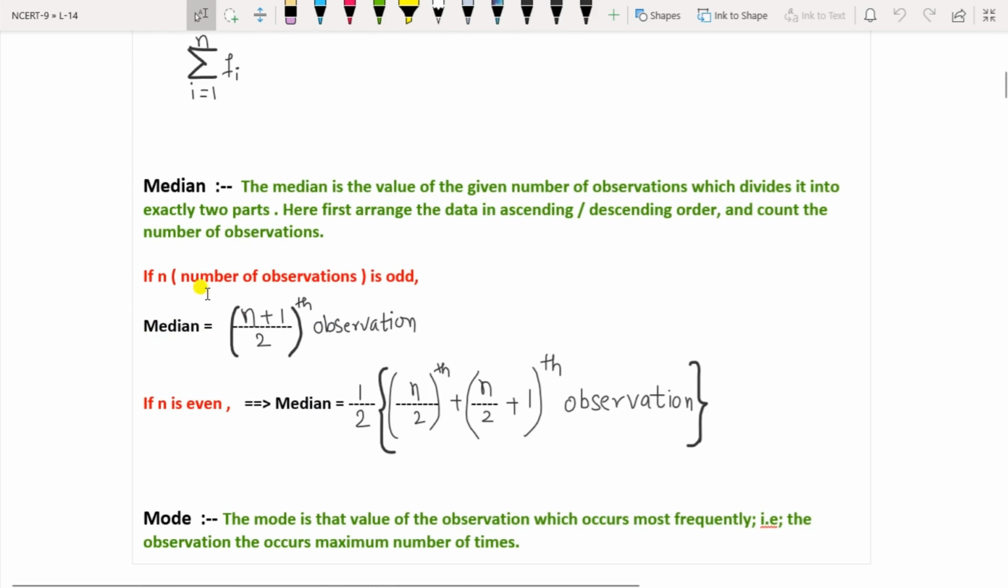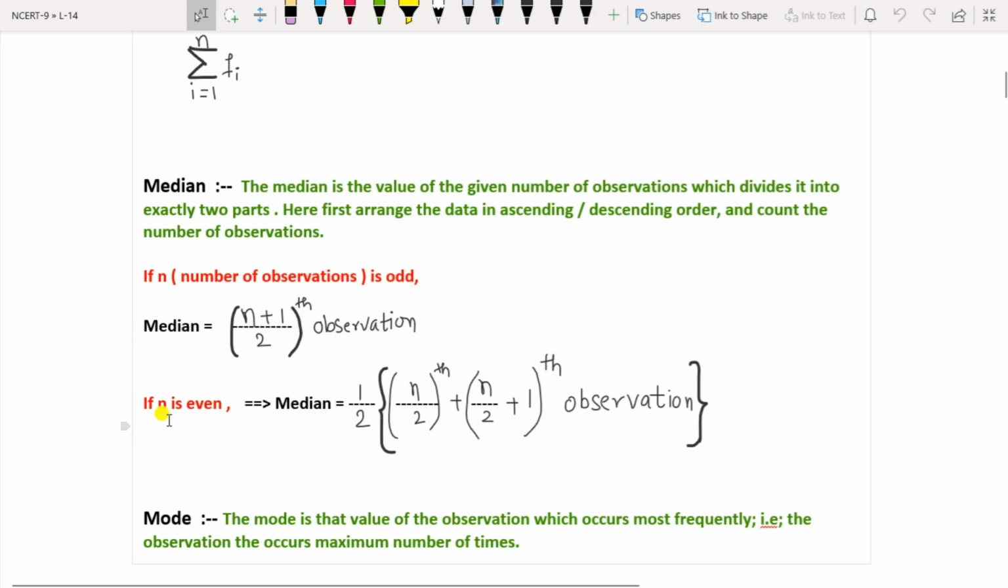Median is the value of the given number of observations which divides it into exactly two parts. That is called the median, meaning the center number. Here first arrange the data in ascending or descending order and count the number of observations. Now when you count the number of observations, if they come as an odd number, then to find the median, the formula is (n plus 1) the whole upon 2, th observation. So you have to write the formula like this.